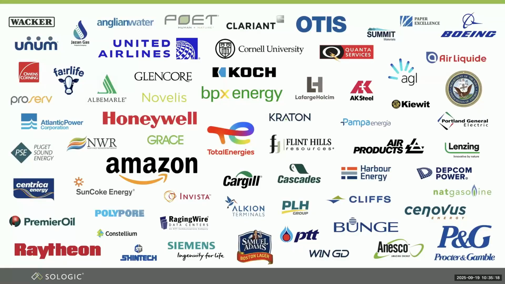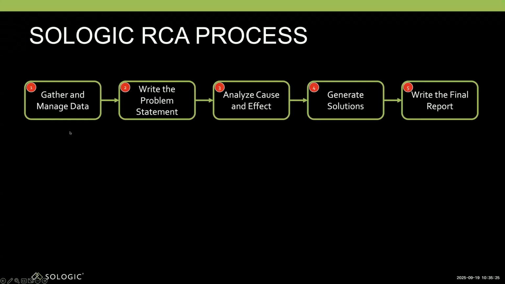Okay. So, all righty. Well, for those of you that aren't familiar with our process, I'm going to jump ahead to the 5 steps of what we do when we go through a Sologic RCA. Step number one, we gather and manage data. We need data and information about the problem to make sure that we're dealing in the world of facts. We then write a problem statement. The problem statement identifies what the problem is that we're focusing on, when that problem happened, where it happened, what the impact of the problem is, both actual and potential.